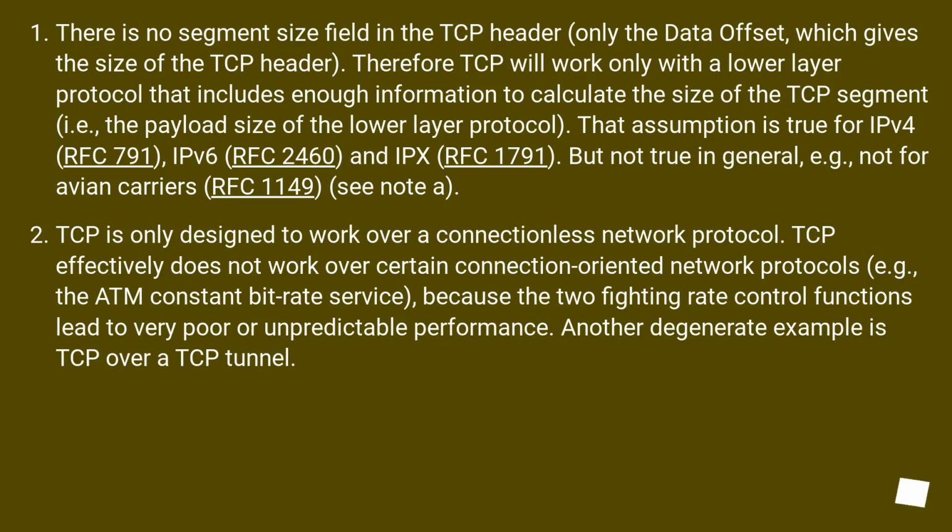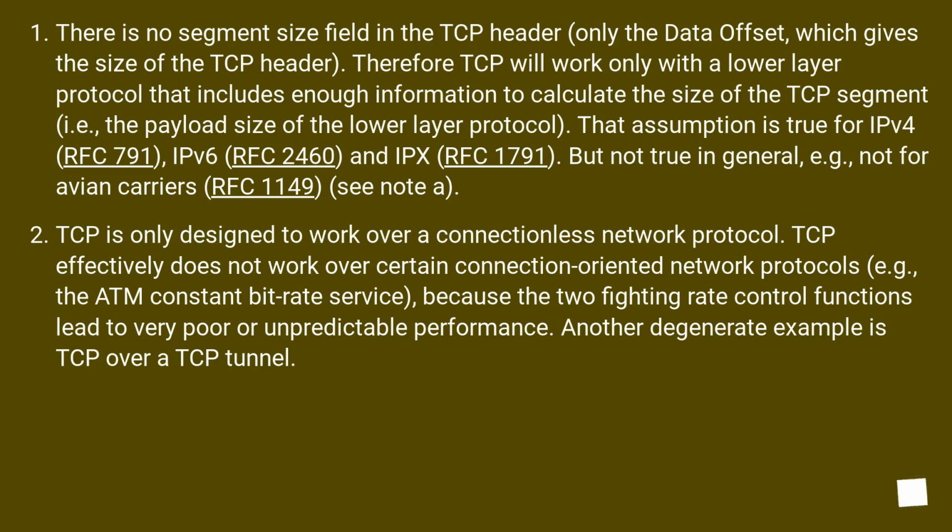There is no segment size field in the TCP header, only the data offset, which gives the size of the TCP header. Therefore, TCP will work only with a lower layer protocol that includes enough information to calculate the size of the TCP segment, i.e., the payload size of the lower layer protocol. That assumption is true for IPv4, RFC 791, IPv6, RFC 2460, and IPX, RFC 1791. But not true in general, for example, not for avian carriers, RFC 1149, see Note A.